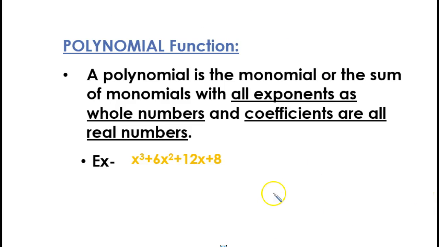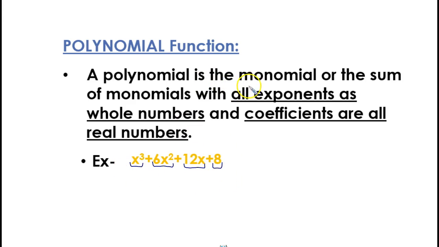A polynomial is a monomial, or a sum of monomials, with all exponents as whole numbers and coefficients that are all real numbers. For example, x to the third is a monomial. 6x squared is a monomial. 12x is a monomial. And 8 is a monomial. And the sum of all of these monomials is a polynomial.